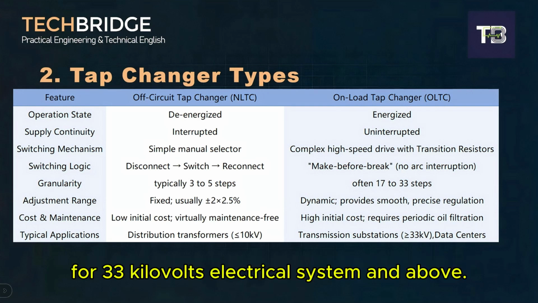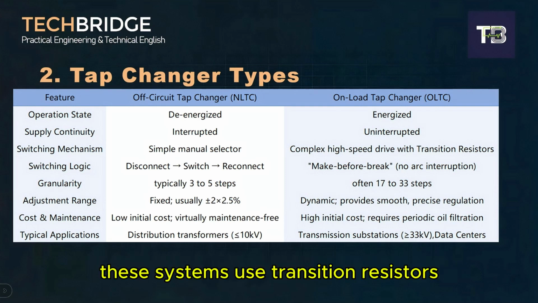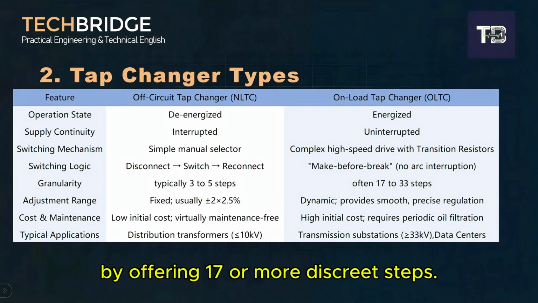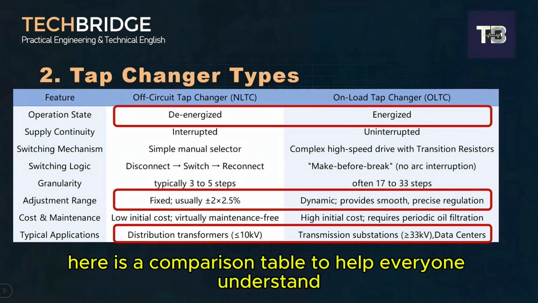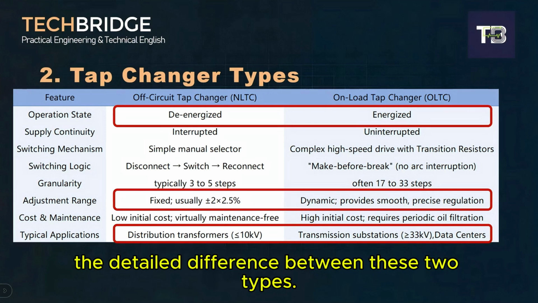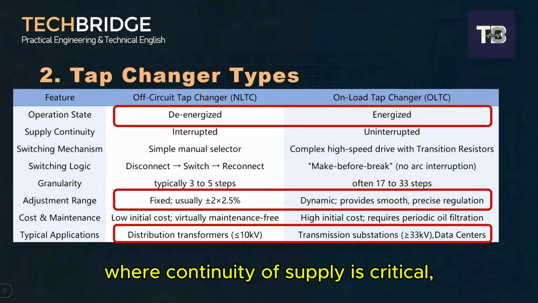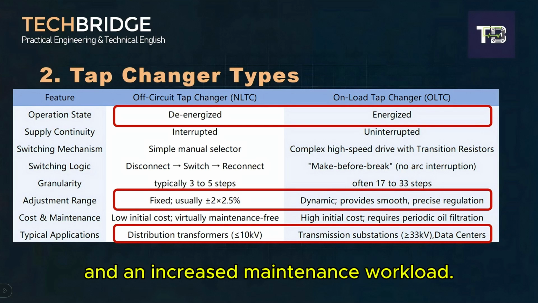For 33 kV electrical systems and above, on-load tap changers are widely used in the transformer. These systems use transition resistors to switch taps without interrupting power. By offering 17 or more discrete steps, they provide smooth, continuous regulation. Here is a comparison table to help everyone understand the detailed difference between these two types. Simply put, OLTC is suitable for applications where continuity of supply is critical. However, this comes with higher costs and an increased maintenance workload.